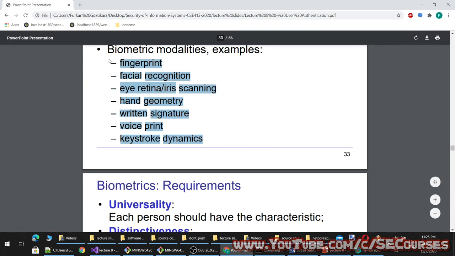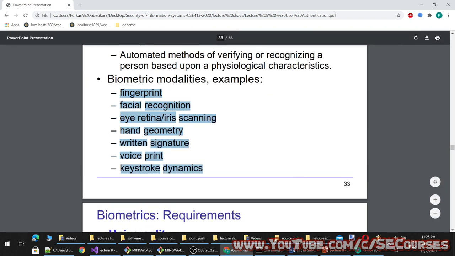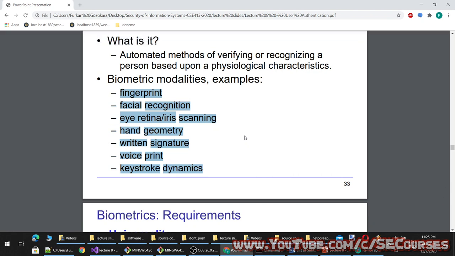I would say every one of these can be easily tricked if wanted. So I wouldn't say these are as strong as a strong password with a salted hashing methodology.